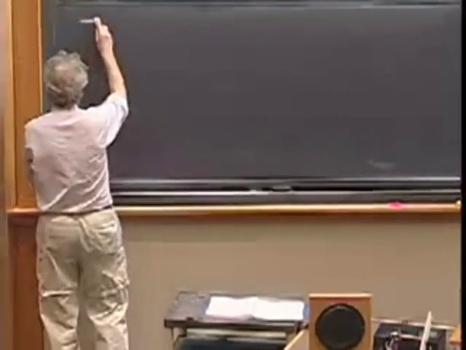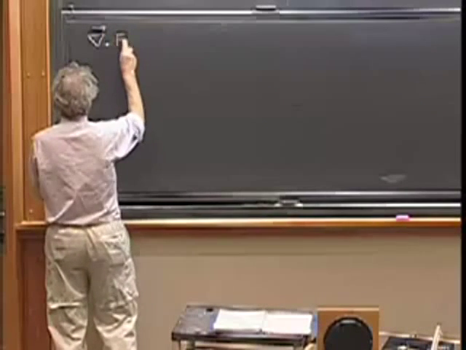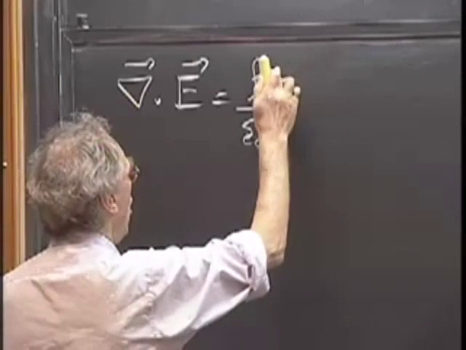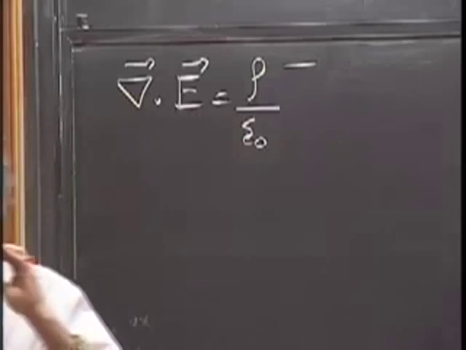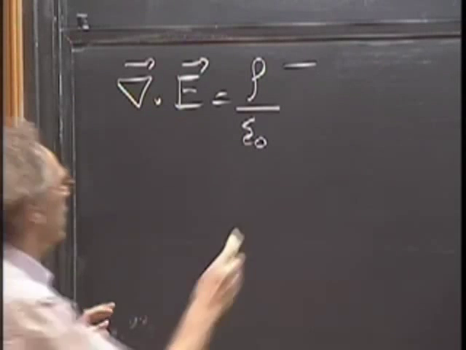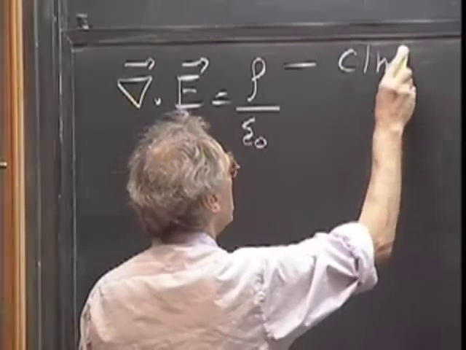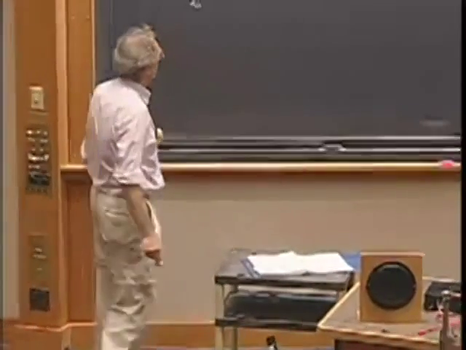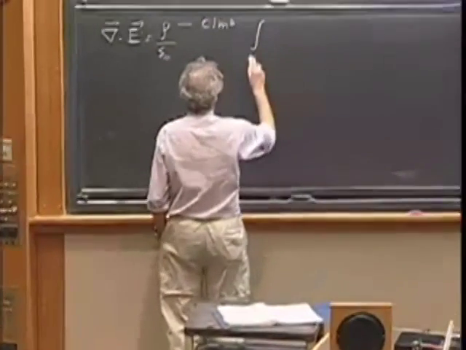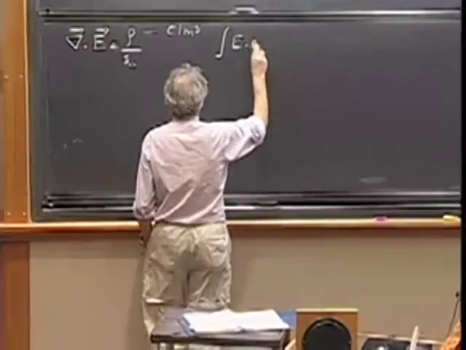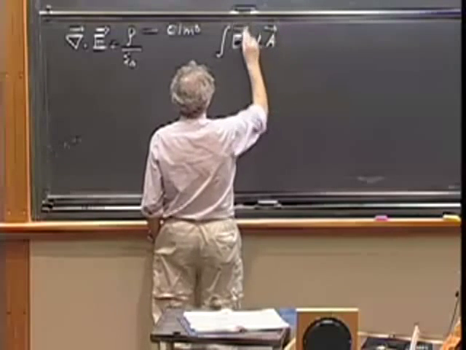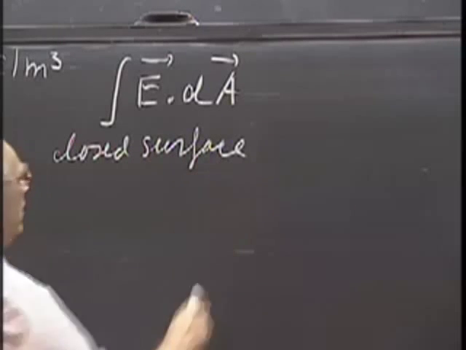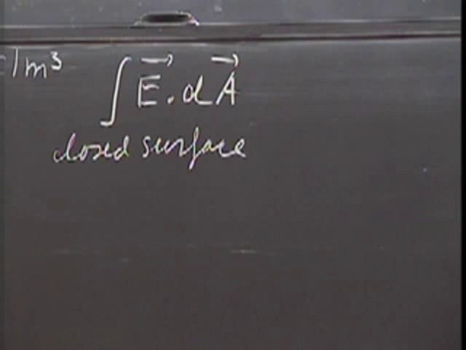which is the divergence of E equals rho divided by epsilon zero, whereby this rho is the volume charge density, in coulombs per cubic meter. You should remember this from your 8.02 days. I will write it in integral form. If I have the integral of E dot dA, I have a closed surface, and you'll see it at work very shortly. Closed surface, very essential.